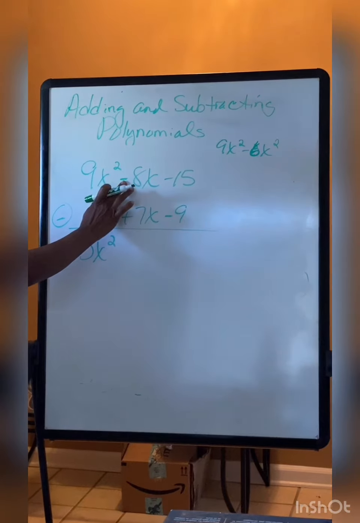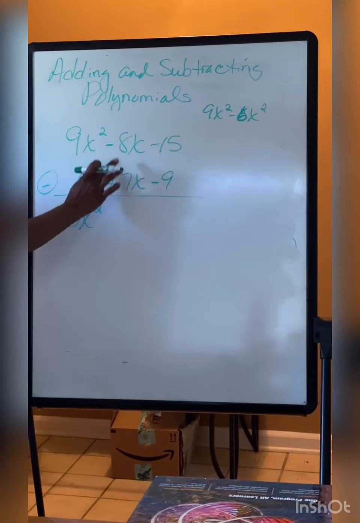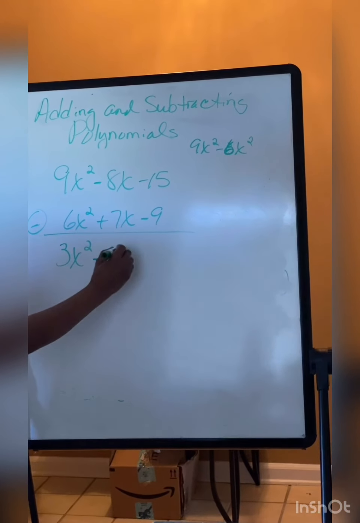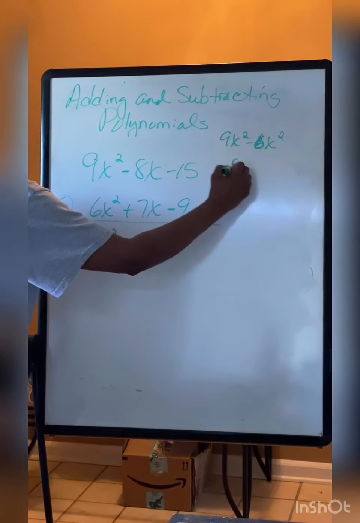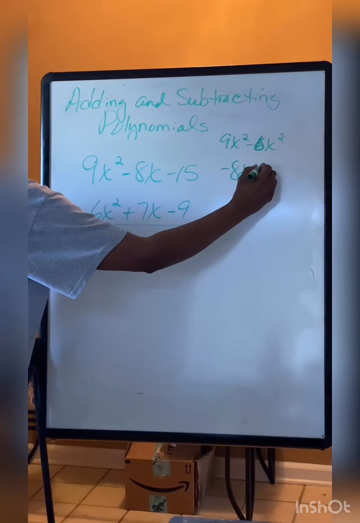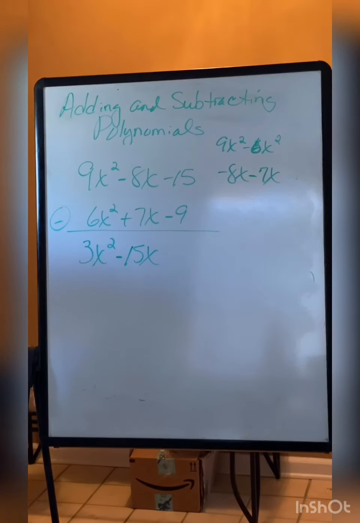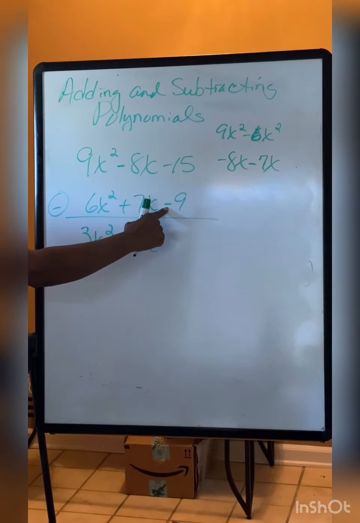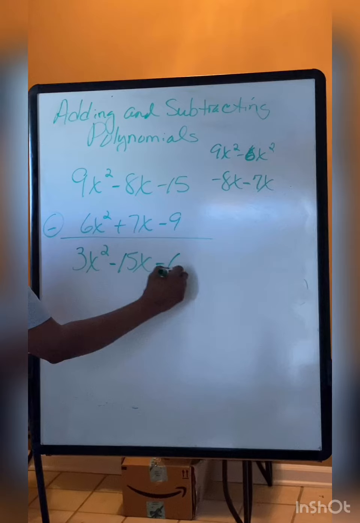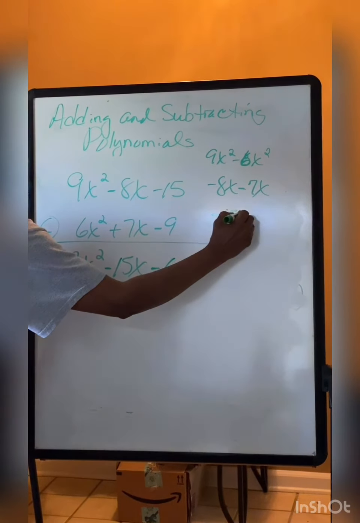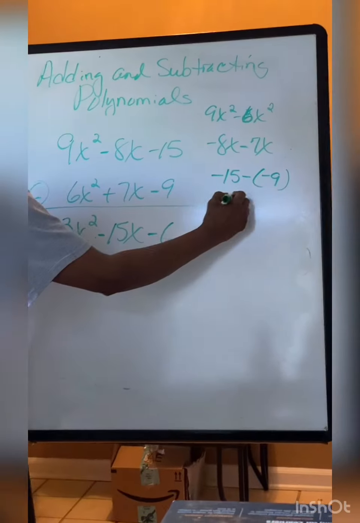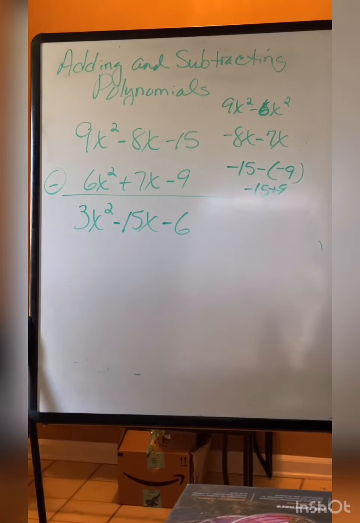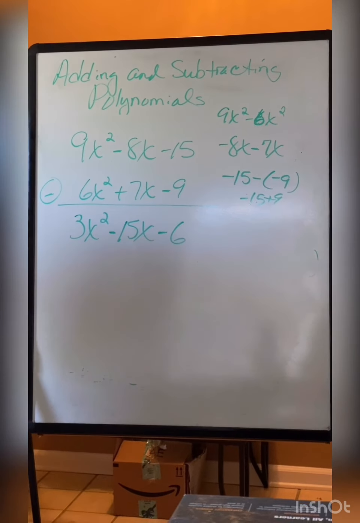Then I'm going to do a negative 8x minus 7x. That's going to give me a negative 15x. What I just did was a negative 8x minus 7x. That is how I got the negative 15x. Then I have a negative 15 minus a negative 9. That gives me a negative 6. I just did a negative 15 minus a negative 9. Remember, that becomes a negative 15 plus 9, and that is how we got that negative 6. For these two sections, the last part of it, you're adding and subtracting polynomials.